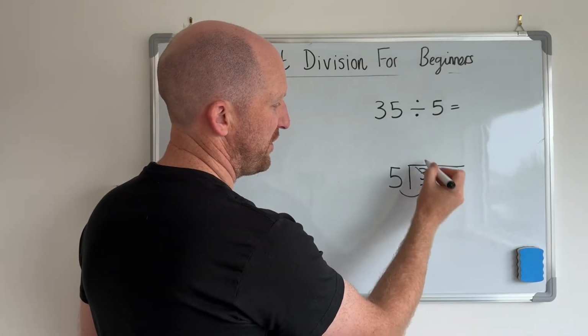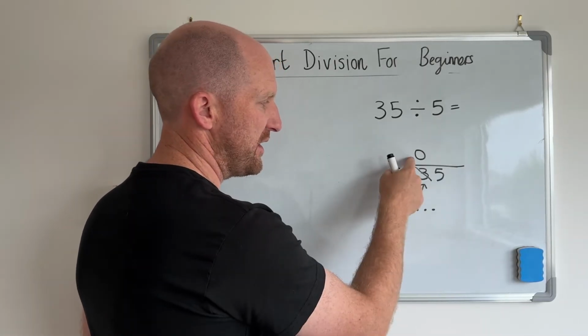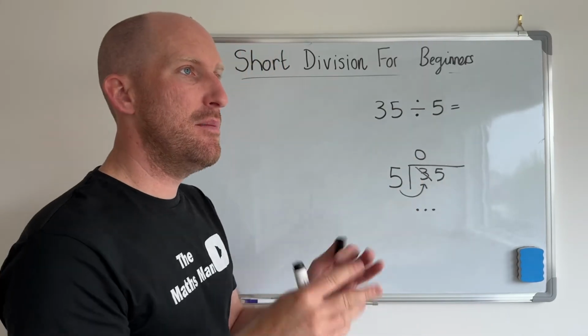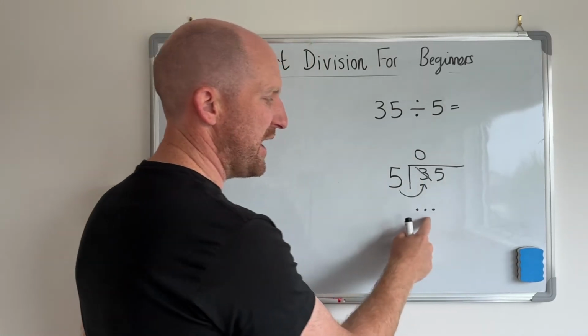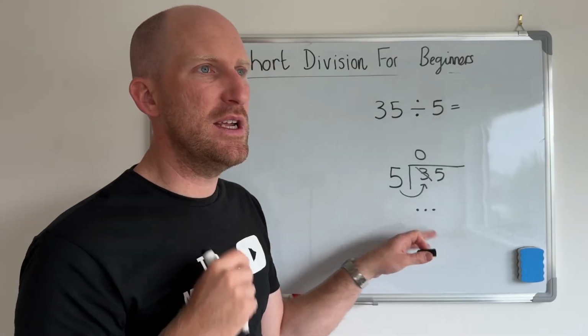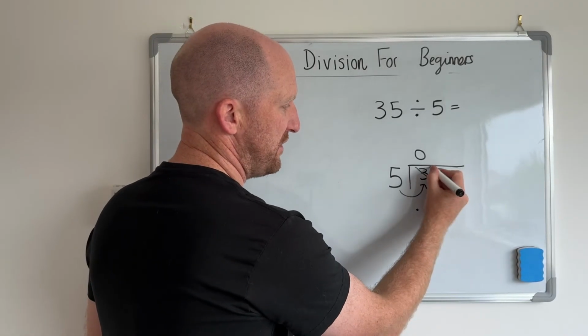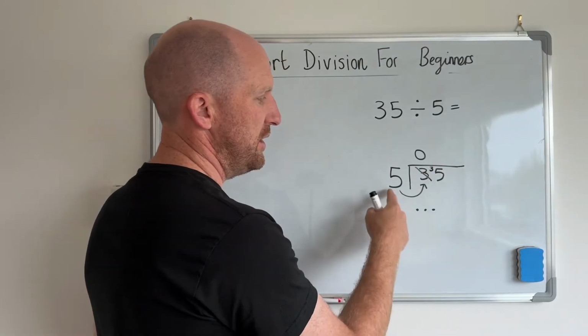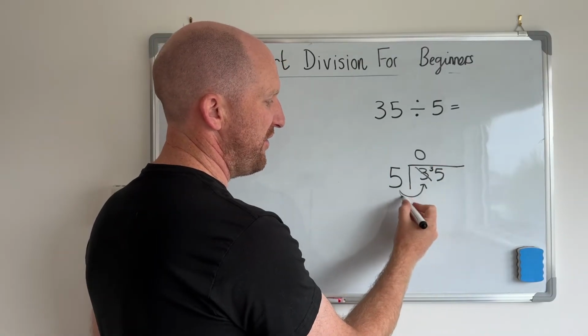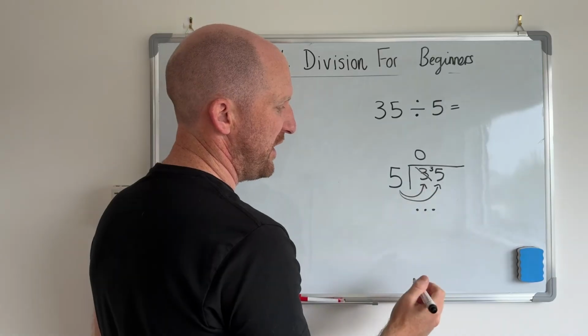So I'm going to cross the 3 out and put a 0 because the 0 shows I can't make any groups. So again, I have to do something with that 3. I can't just leave it. So that 3 I'm going to add on to the next number. And it's going to be now how many 5s in 35.